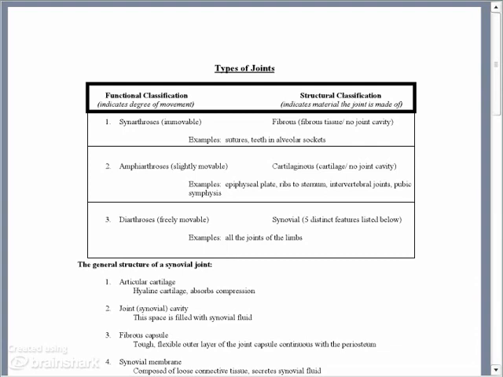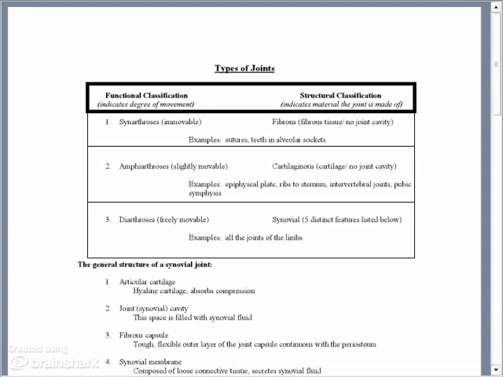Those are also diarthrotic. We call them synovial if we're referring to the structural classification, and a synovial joint does have 5 distinct features. Those 5 distinct features are listed below, and then there's a picture on the following page of a synovial joint. You do want to be familiar with that picture for exam purposes and be able to identify those 5 distinct features. So to begin with, I'm going to go ahead and begin discussing that picture. So go to the next page where you have the picture of the synovial joint.